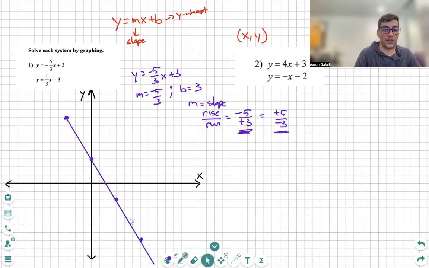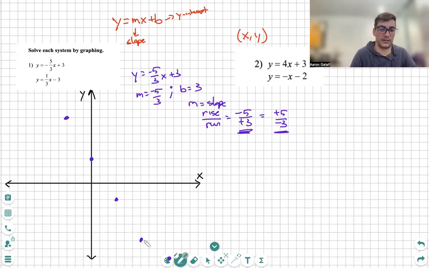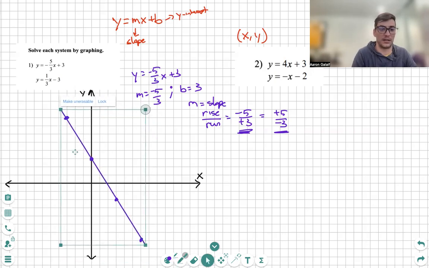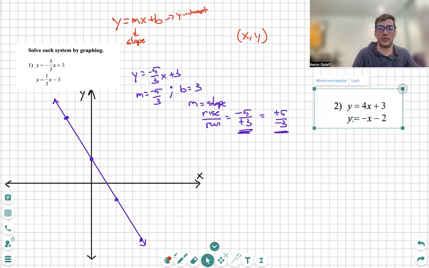And I can probably draw it a little better. Let's draw it a little better. That might be as close as it's getting to getting better. Close enough. It looks good. There's our first line. Next, we're going to graph our next line, and then we're going to find our point of intersection.